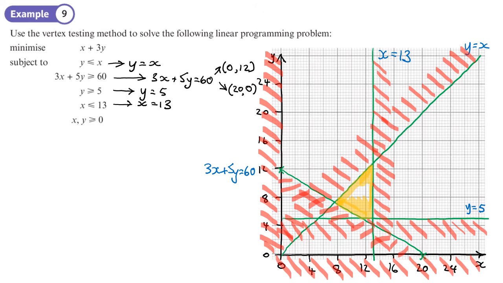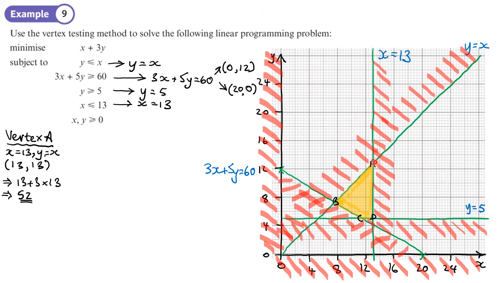So using the vertex method, we don't draw the optimal line. What we do, we're going to work out the coordinates of each vertex, and then what we'll do is we'll plug those into the objective function. So let's label these A, B, C, and D, so I can see 4 vertices there.